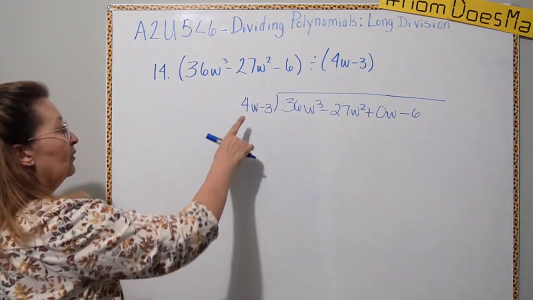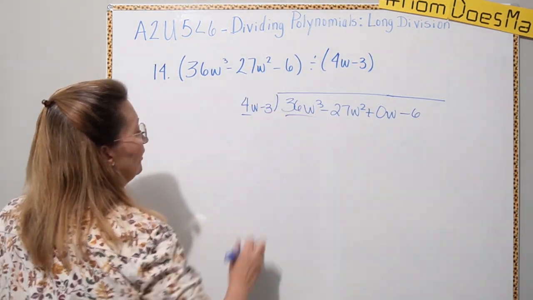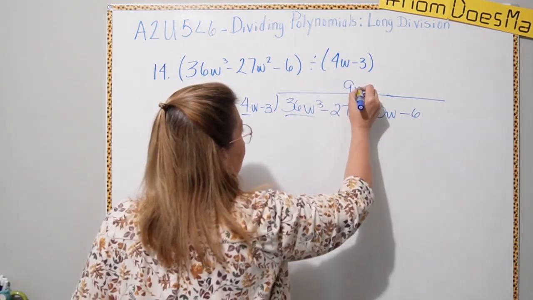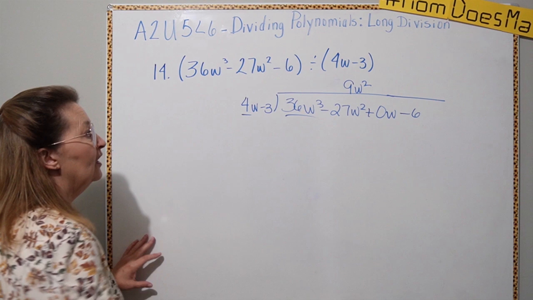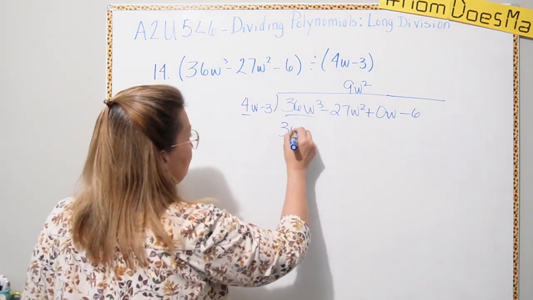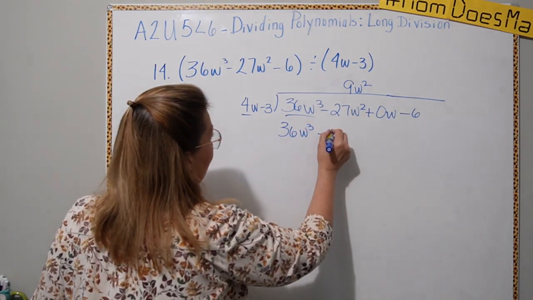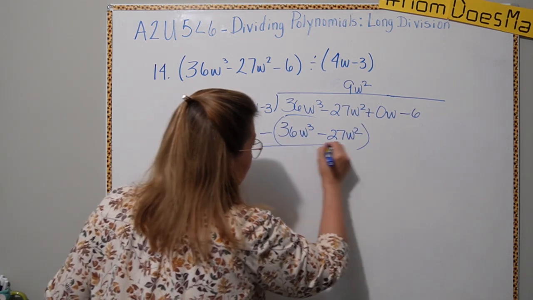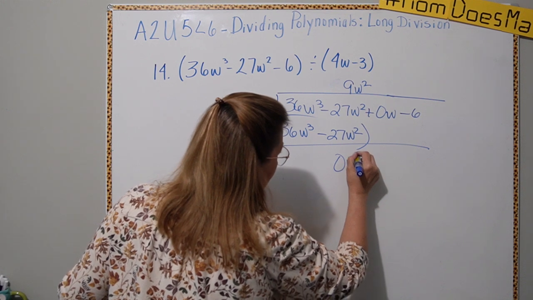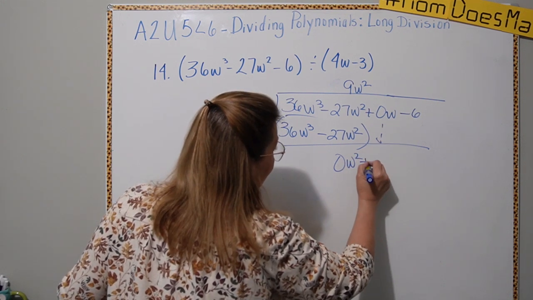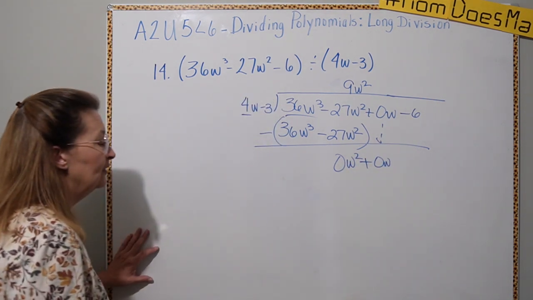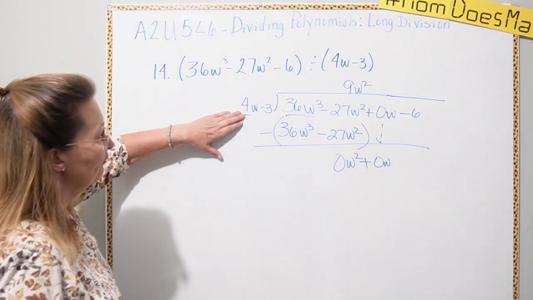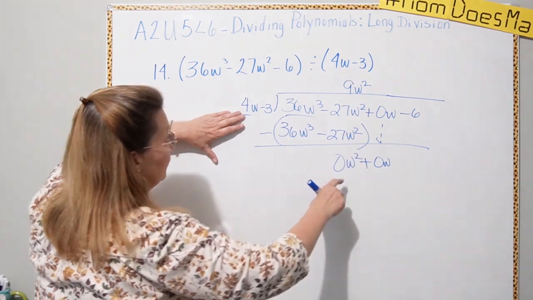Okay, so what would I multiply 4w by to get 36w to the 3rd? And remember, it's going to go here. That would be 9w to the 2nd. All right, multiplying gives you 36w to the 3rd minus 27w squared. So when you subtract, you get 0w squared here, and you get positive 0w. Don't let it mess with you. 0 is a number. So what would you multiply 4w by to get 0w squared?